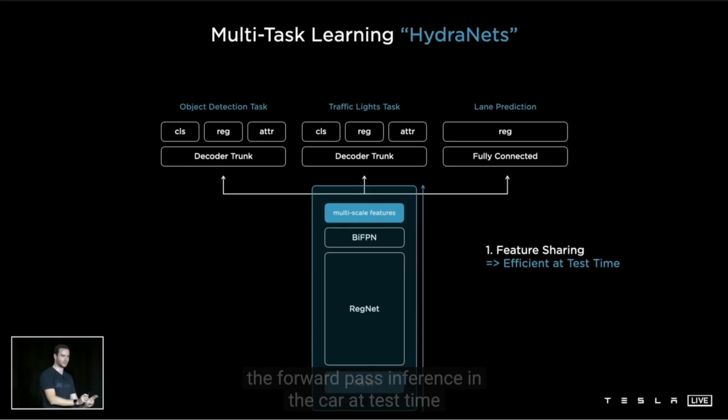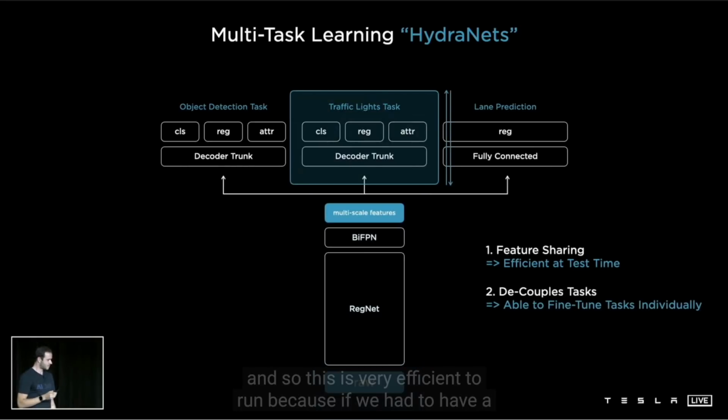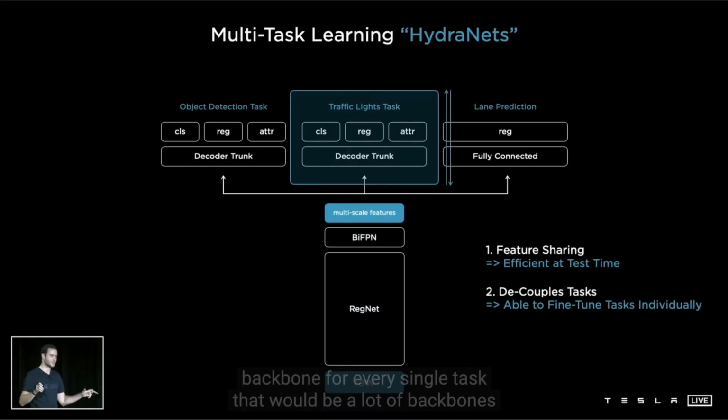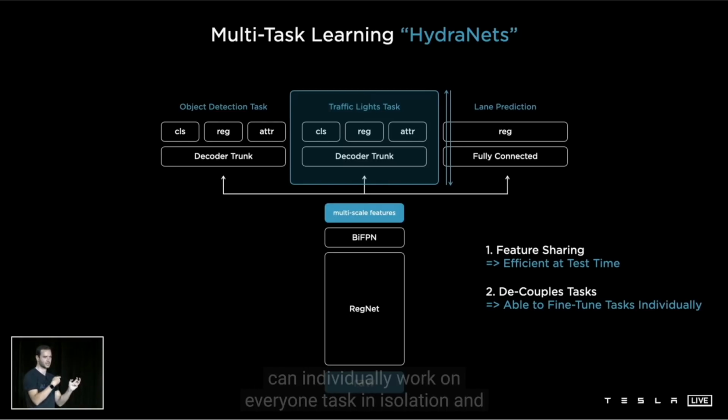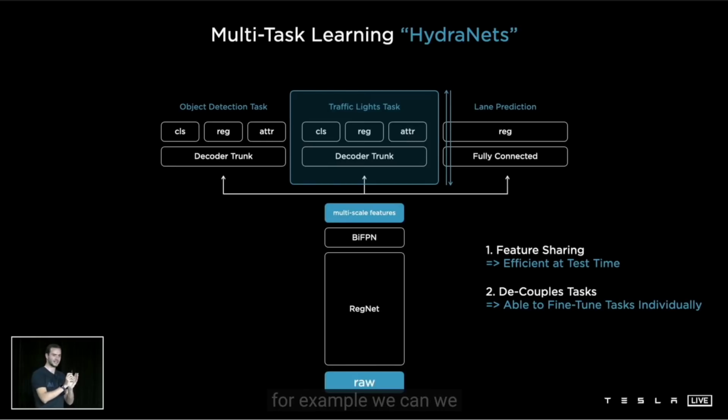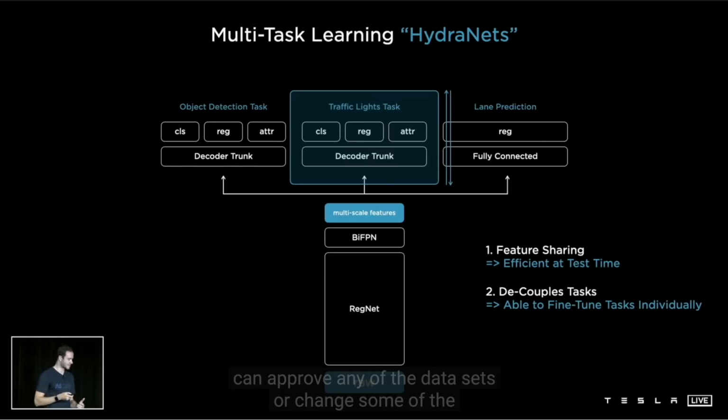Because if we had to have a backbone for every single task, that would be a lot of backbones in the car. Number two, this decouples all of the tasks, so we can individually work on every one task in isolation. And for example, we can uprev any of the data sets or change some of the architecture of the head and so on, and you are not impacting any of the other tasks. And so we don't have to revalidate all the other tasks, which can be expensive.